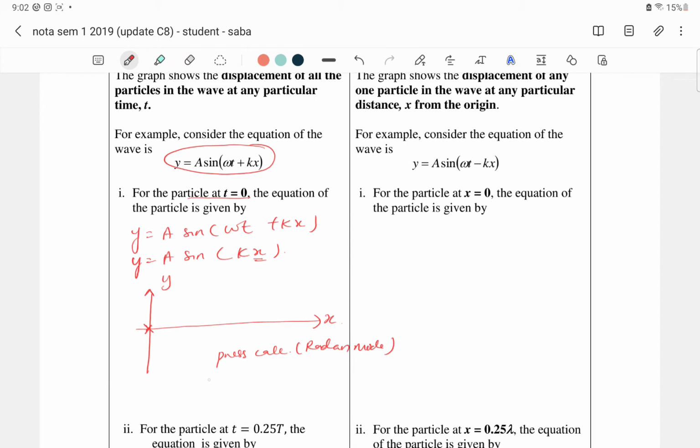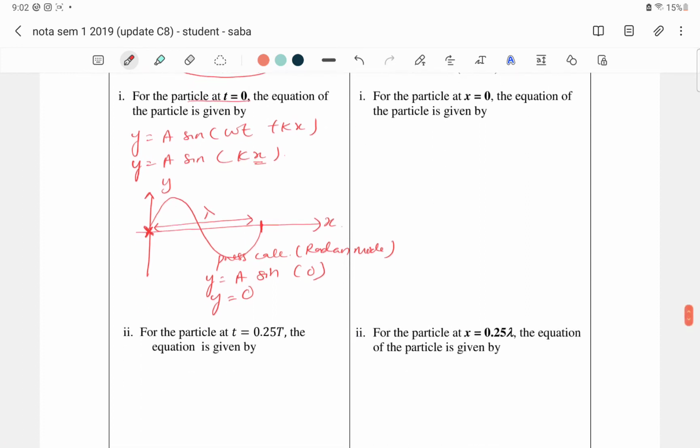Okay, kita tekan calculator. y equal to a sin 0. Okay, sin 0, make sure in radian mode. Sin 0 you all dapat berapa? Sin 0 is 0. Okay, so dia akan mula daripada sini, mula daripada atas ni. Okay, mula daripada kosong. So kita buat graf, dan ini adalah kita punya, okay, so bila y versus x, kita ada one wavelength. Okay, one wavelength. Okay, kita tengok pula satu lagi.